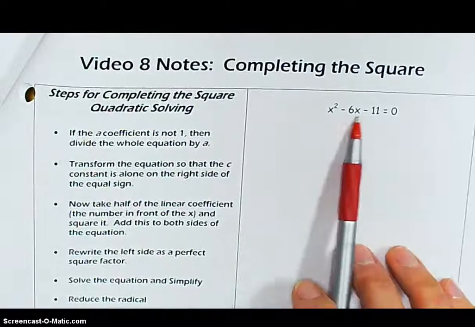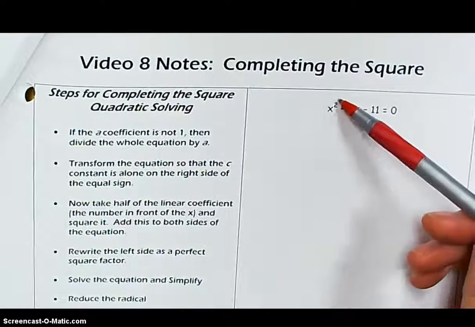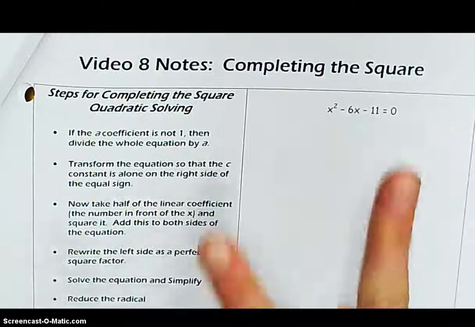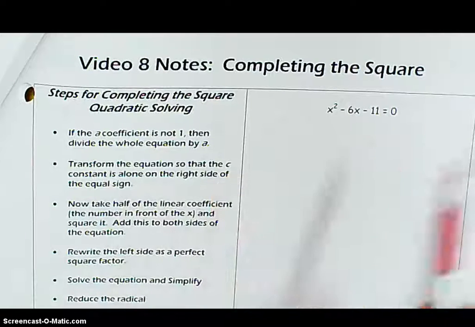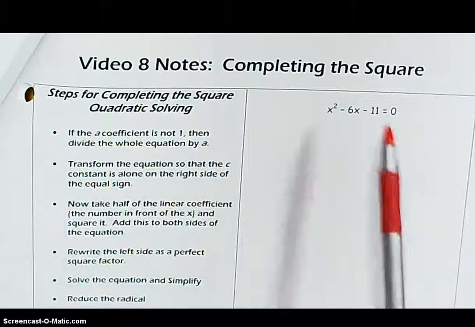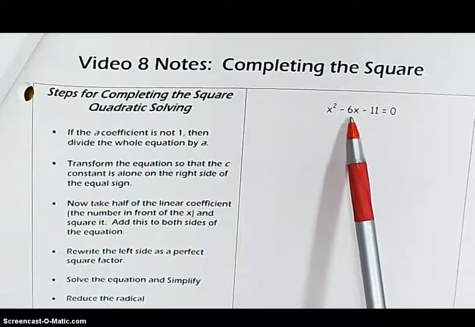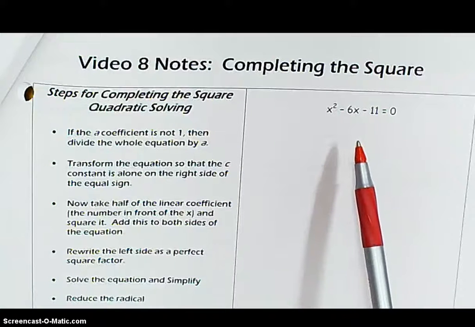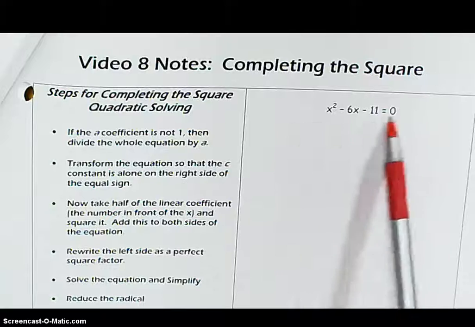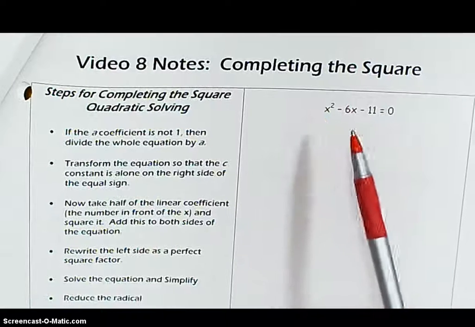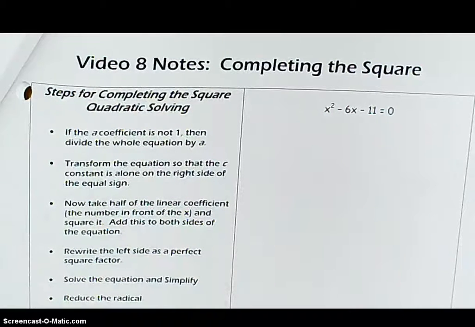So here is our quadratic. X is being squared. If x is squared, there's two answers, so we always set it equal to 0. But now if I look carefully, can you find two numbers that multiply to -11 and add to -6? Nope. So this is unfactorable. So instead, we're going to use the completing the square method.